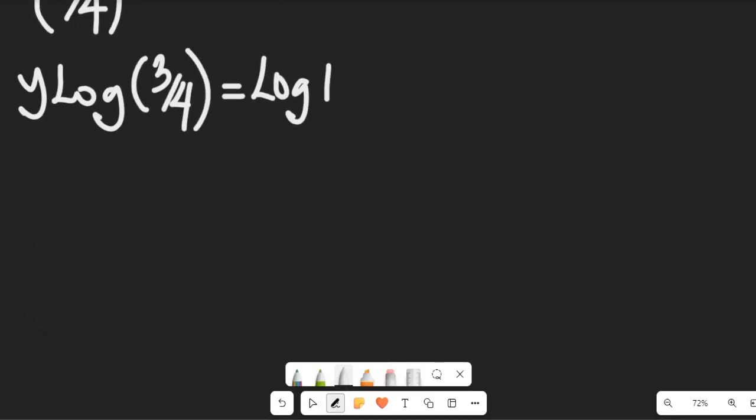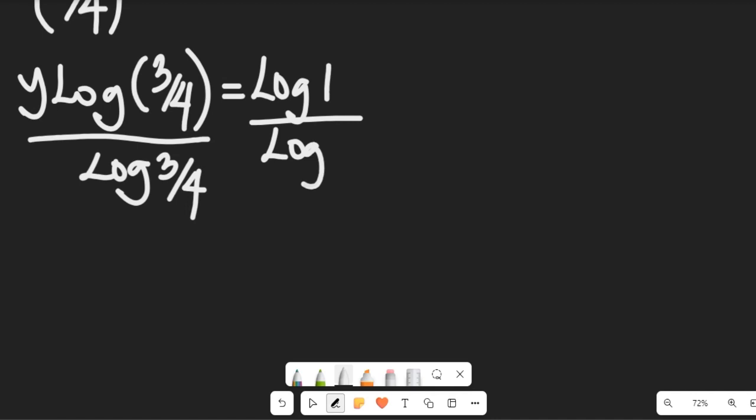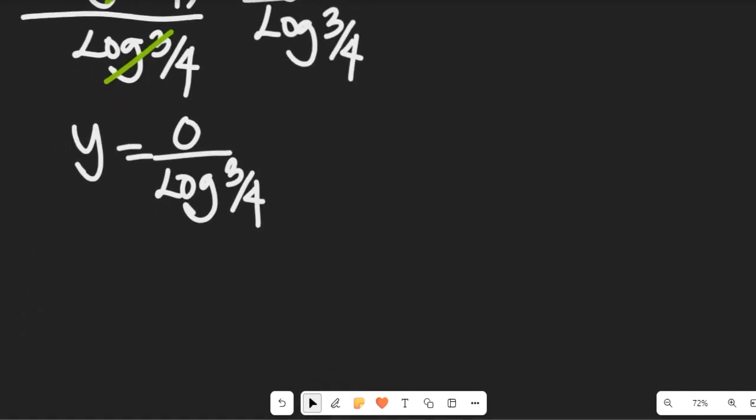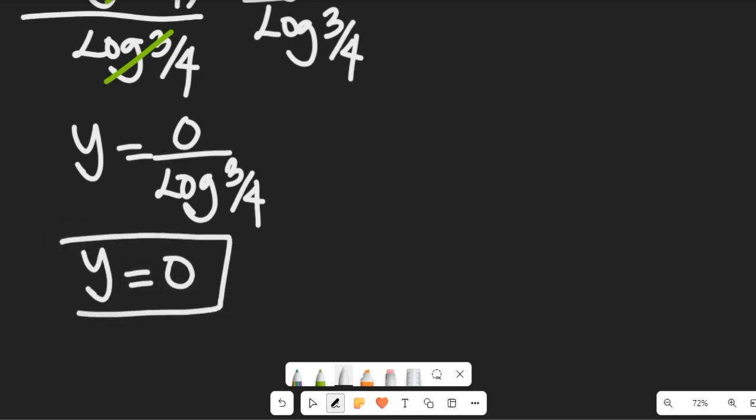So we'll have 0 over here, divided by the log of 3 divided by 4, and we divide here by the log of 3 divided by 4. So from here, you can see that this will simply clear this, and we'll have our y equal to log of 1, which is 0, divided by the log of 3 divided by 4. So from here, what do we have? The value of our y will be equal to 0. And that will be the first solution to that expression.